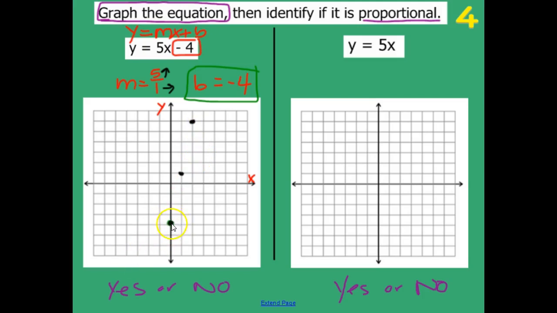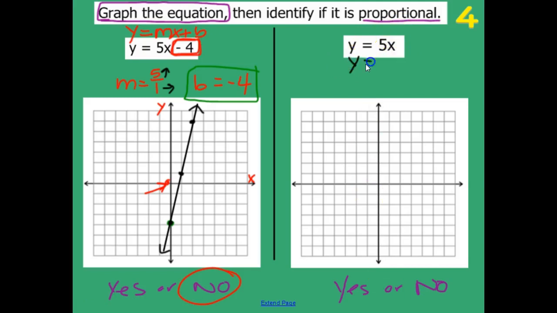I could also go the other way, down 5. Oh, but I can't go that way, so those are the only points I can plot, just those 3. And put my arrows on the ends. Our last one like this, oh, we forgot over here. Is this proportional? We could tell right away from our equation that it's not plus 0, it's minus 4. So no, this is not proportional. It does not go through 0, 0.